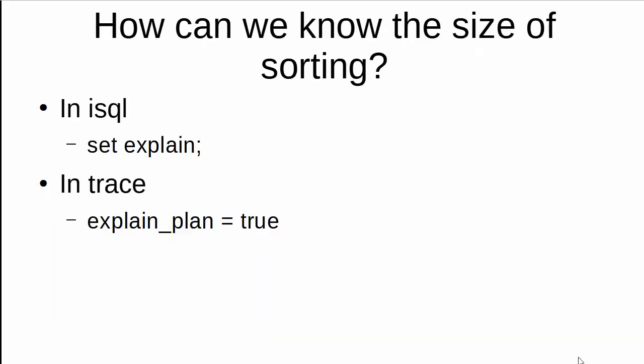So the obvious question: how can we see the size of sorting? If it is so important and can impact the performance of the query with sorting, we need somehow to see the sizes. And yes, Firebird allows us to see the size of the sorting in the explained plan, directly in SQL or in other tools, or in trace, if you have set the explain plan option to true.